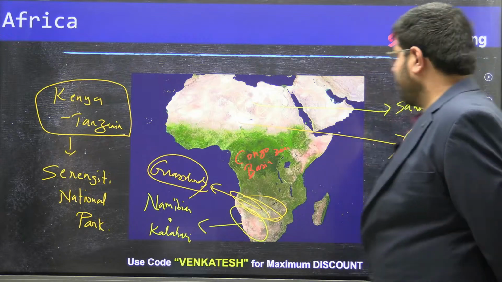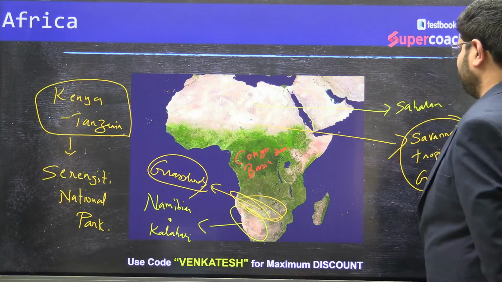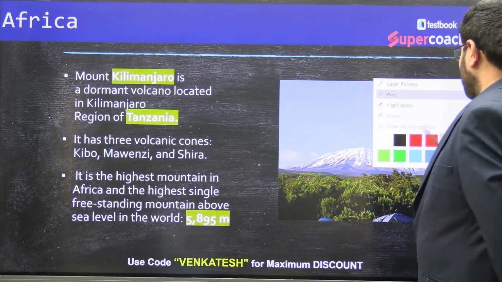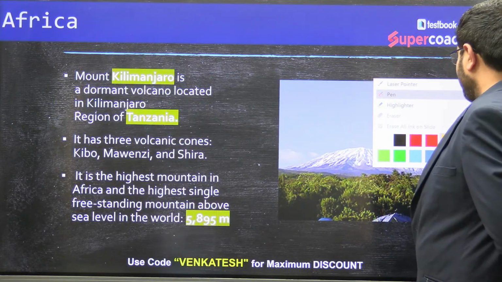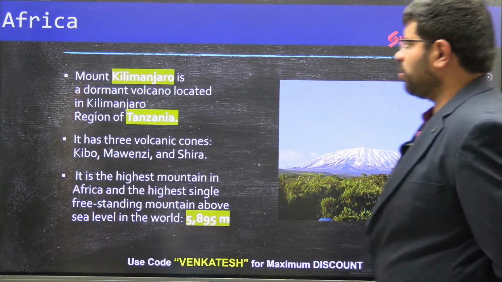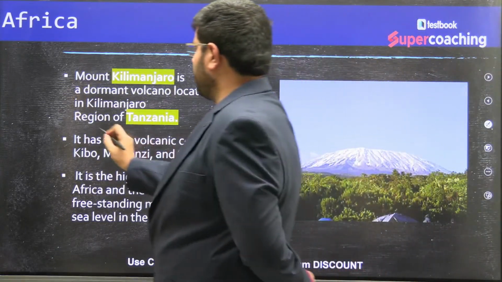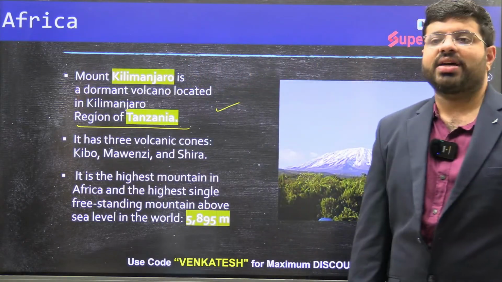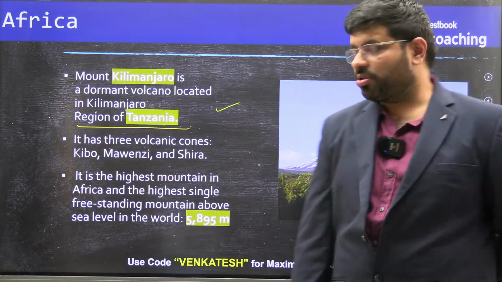Then moving further, some of the highest points here. Mount Kilimanjaro is a dormant volcano located in the Kilimanjaro region of Tanzania. So where is it located? What is the highest point? Such questions can also be asked.